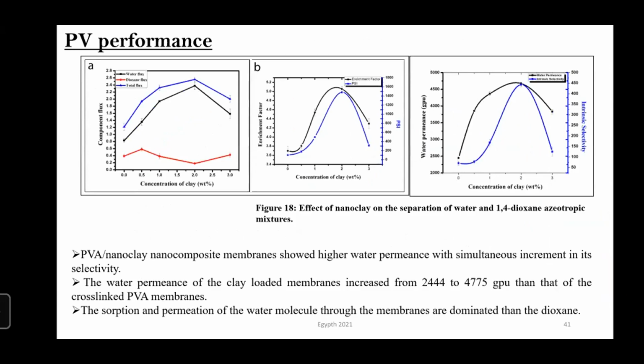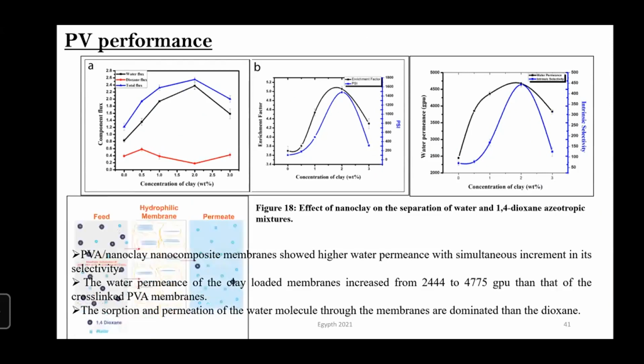The water permeance of the clay-loaded membrane increased from 2.44 to 4,775 GPU compared to that of the neat cross-linked PVA membranes. So the sorption and permeation of the water molecules selectively through the polymeric membrane increases.